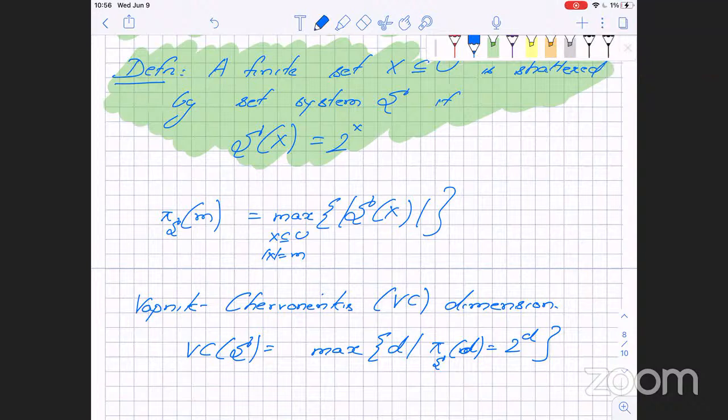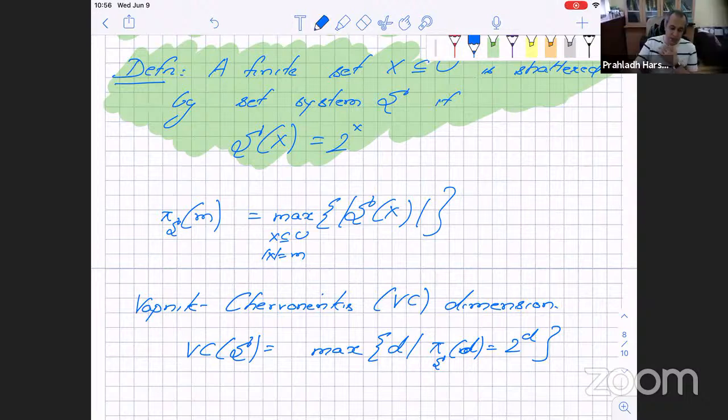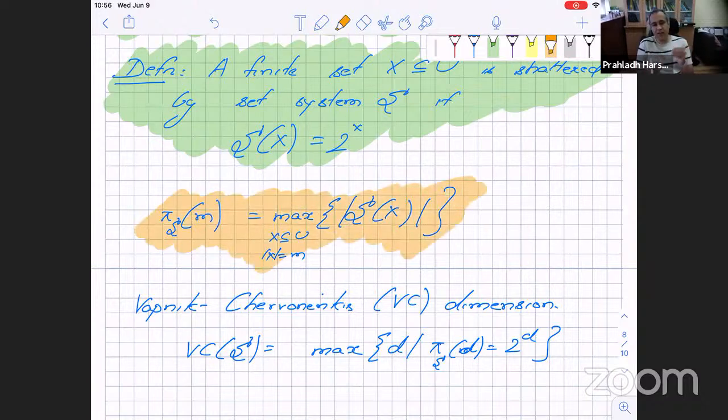Okay. Why do I care about VC dimension? In many problems, this will be an important quantity. Give me a set X, and I want to know what is pi_S of X. How many sets is it broken up into? This is something we would want to study. Note that this number can be exponentially large, 2 to the m. If the size of the set was m, this number could be as large as 2 to the m. These are the number of ways in which X can be broken up by this set system.